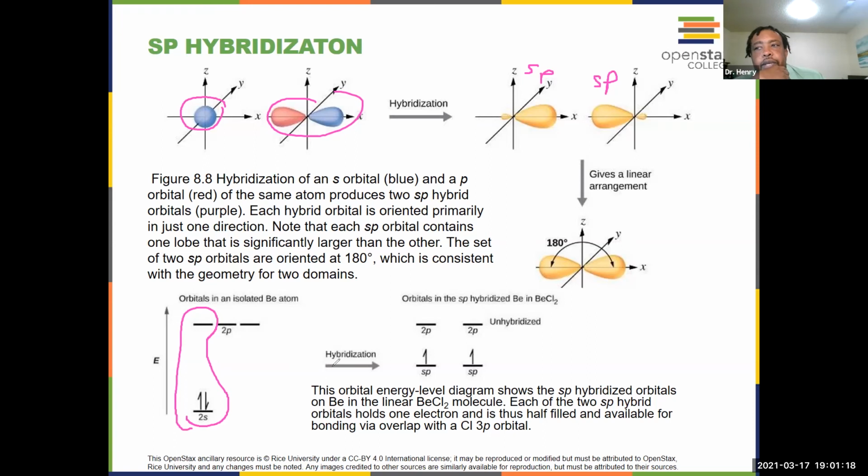Okay, so the sp orbitals are lower in energy than the 2p orbitals, but they're higher in energy than the 2s. So the hybridization causes them to be lower in energy overall than the 2p, but higher than the 2s. And it prefers that, because if beryllium was just to use the p orbitals, it would be higher in energy compared to using that sp orbital. Does that make sense?